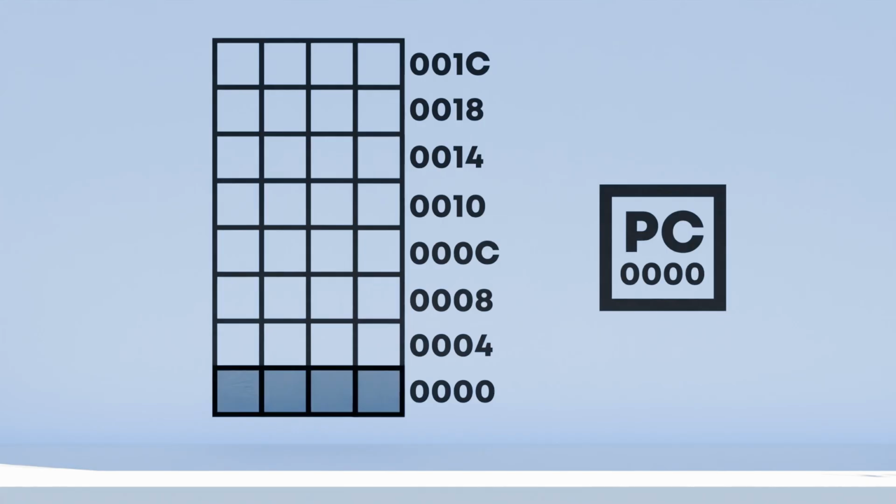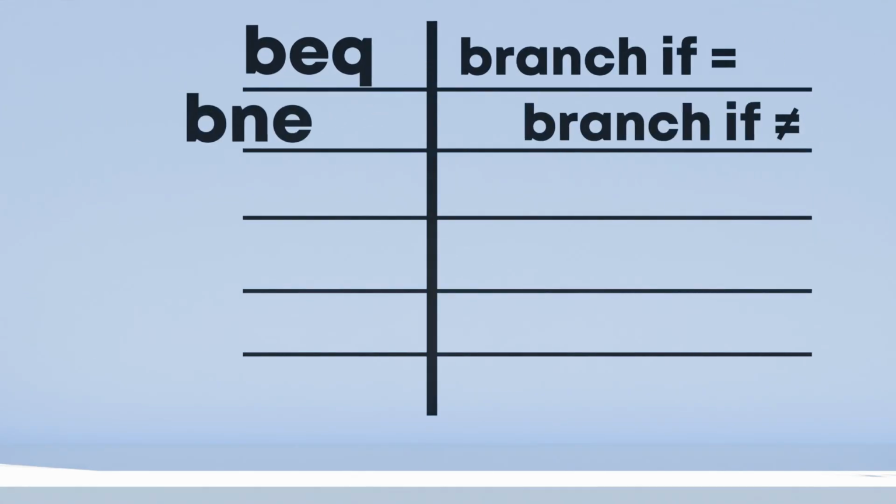Likewise, if we want something called an if statement, we could check whether two registers are the same, and if they aren't, we continue our code, but if they are, we increase our PC and skip over that code. The if statement I just talked about actually has a name. It's called branch if equal, or just BEQ for short. You also have branch if not equal, which is BNE.